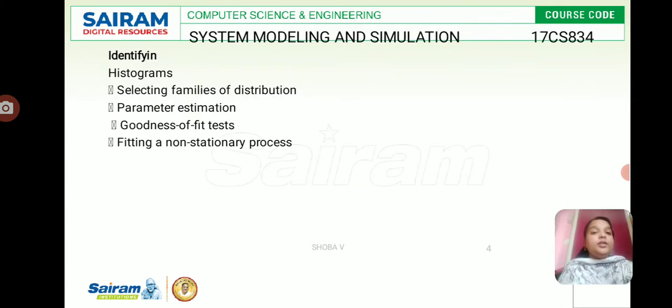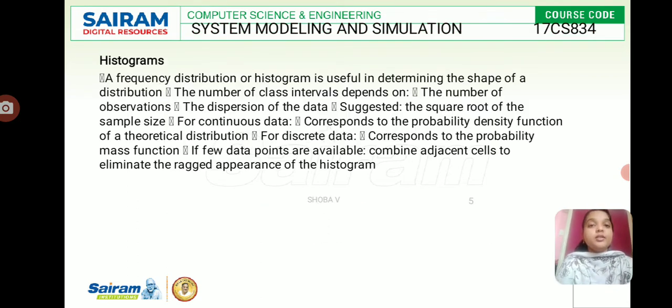So this is how we can identify the histograms, how we can select a family of distribution, parameter estimation, goodness of fit test, and fitting a non-stationary process. So, histogram. In this we have to identify the shape of a distribution. A frequency distribution or histogram is useful in determining the shape of a distribution.